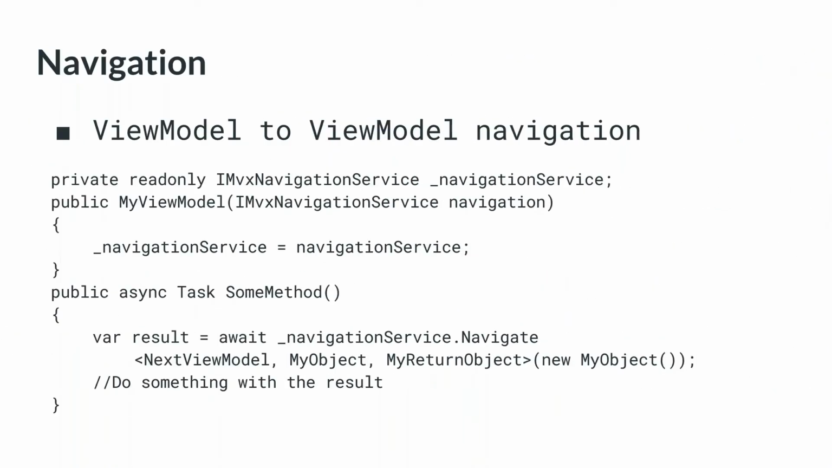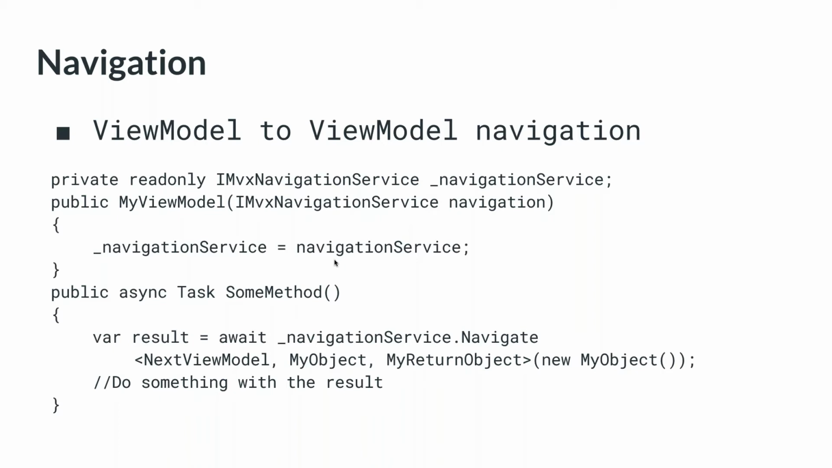Hey, so Martijn, we got a quick question here. When we're talking about the IOC container, so MvvmCross has its own IOC container. Can you replace that with a different one, or is MvvmCross always going to use its built-in one? That's a great question.